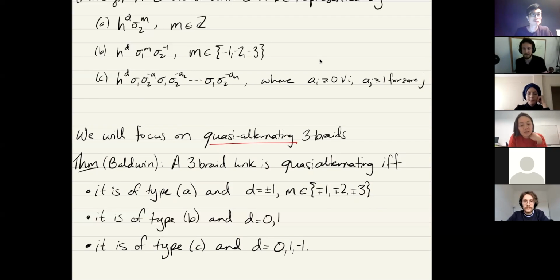Oh, sorry, can I ask another question? How many components do these three braid links have? Either 3 or 4, or can you have an arbitrary number? Well, it'll be 1, 2, or 3. 1, 2, or 3. Right. Okay. Yeah. Thanks.